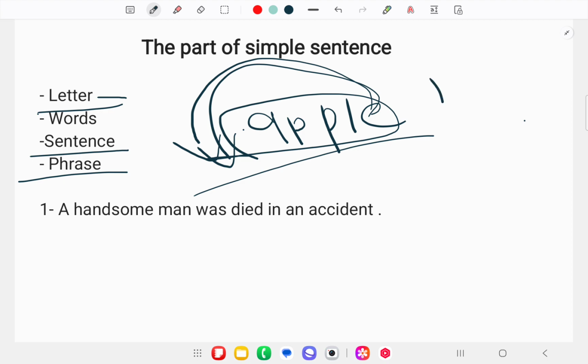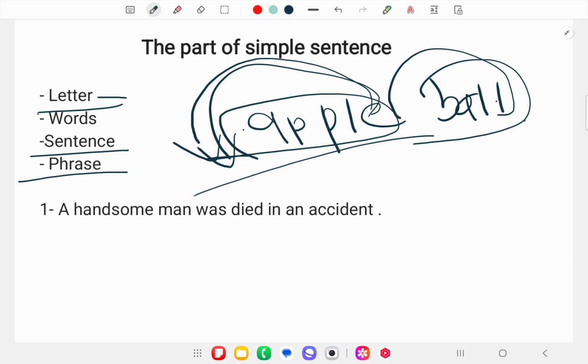Suppose I say ball, ball means gend. If we replace this L from here to here, then this doesn't give any kind of meaning, so this cannot be called a word.